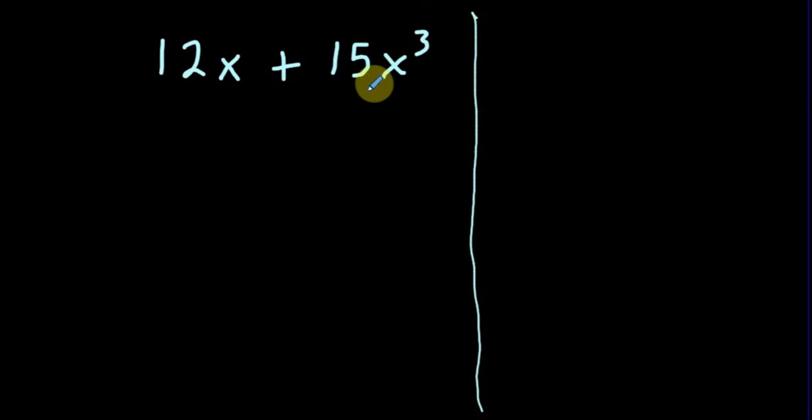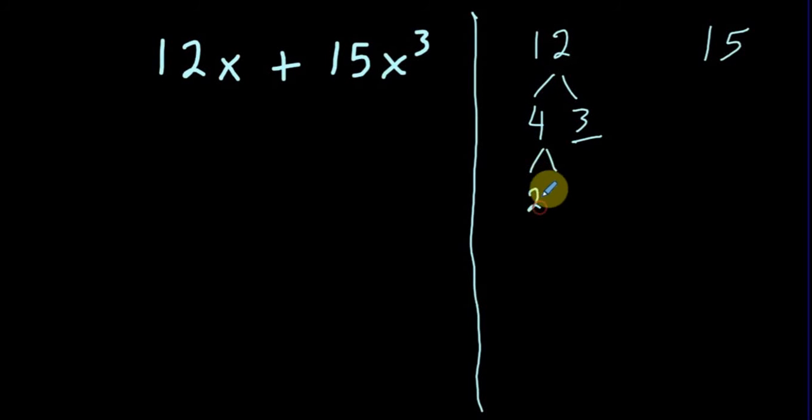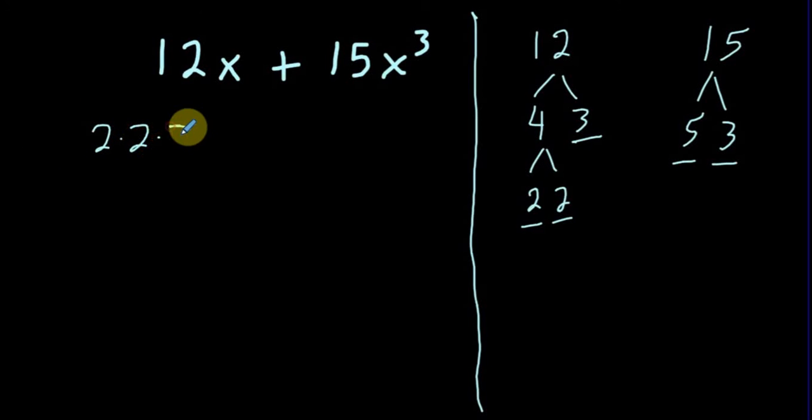So we have 12x plus 15x cubed. I'm going to do my factor tree for 12 and 15. 12, you can do 6 times 2 or 4 times 3. Take your pick. I'm going to do 4 times 3. I can't factor the 3. I'm done there. 4 is 2 times 2, and I'm done with my 2s. I can't split those up. 15 is 5 times 3. I can't split up the 5 and the 3. I'm finished there. So now the 12, remember, was 2, 2, 3. So my 12 I'm going to write as 2 times 2 times 3.